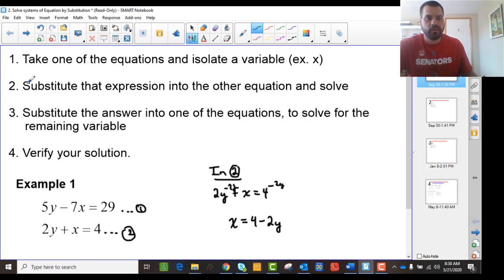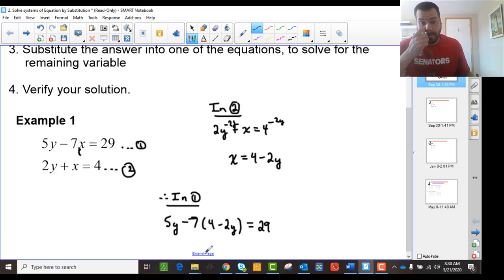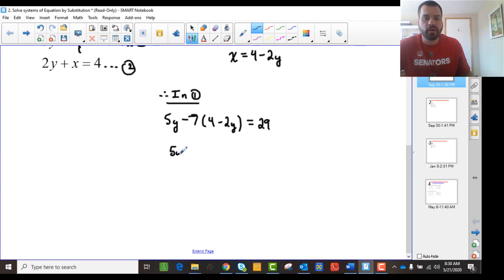Then the second step says, substitute that expression into the other equation and solve. So what does that mean? Well, it means that I say, therefore, in equation 1, I'm going to go 5y minus 7, and instead of x, which is here right now, I'm going to put 4 minus 2y. And then that is equal to 29. So I get 5y minus 28 plus 14y, because it's minus 7 times minus 2, equal to 29.